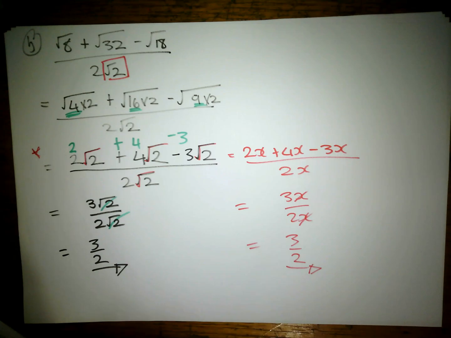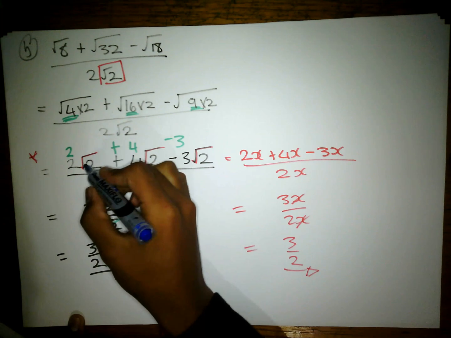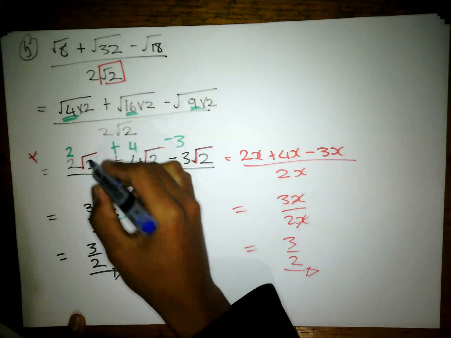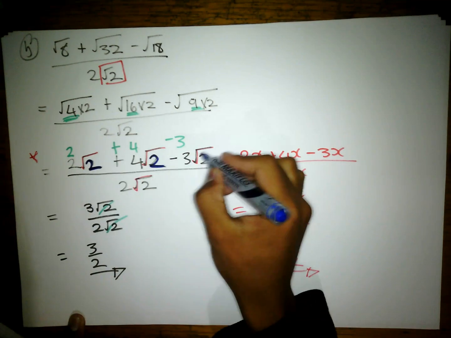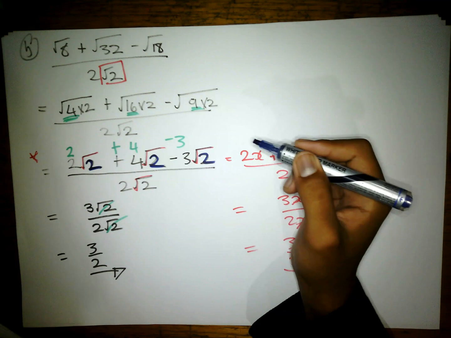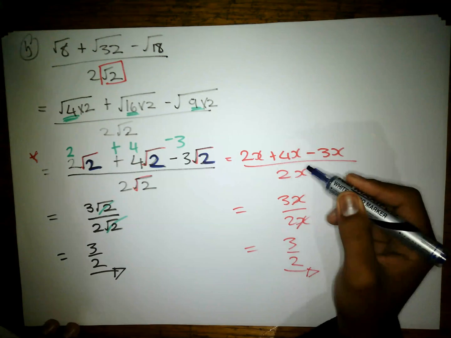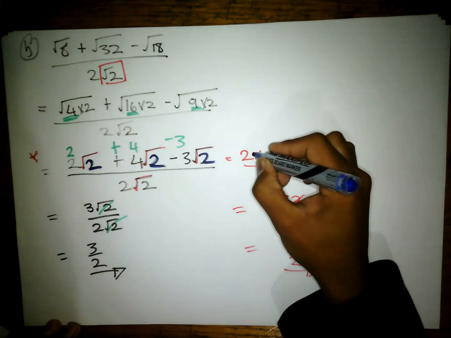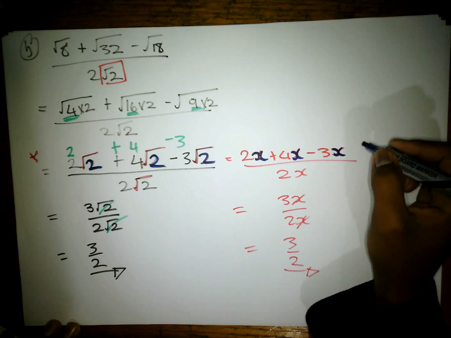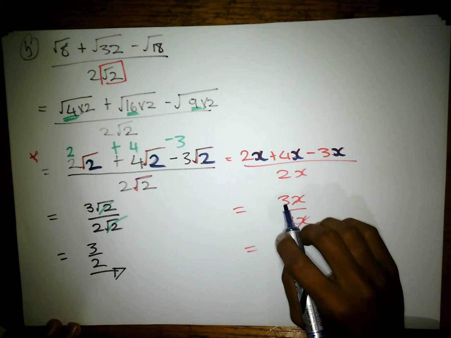So again, we must add this now. You can only add the numerators together because this is a 2 there, a 2 there, and a 2 there. That is why we can add them together. It's like terms. You can only add like terms together. So it's the same thing as saying 2x plus 4x minus 3x, which is 3x.